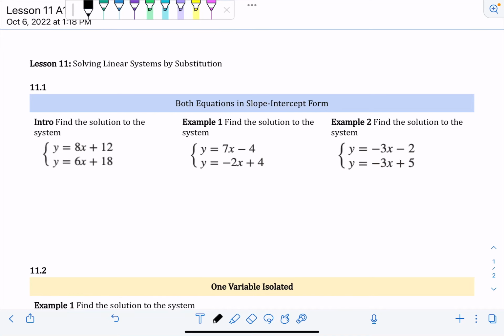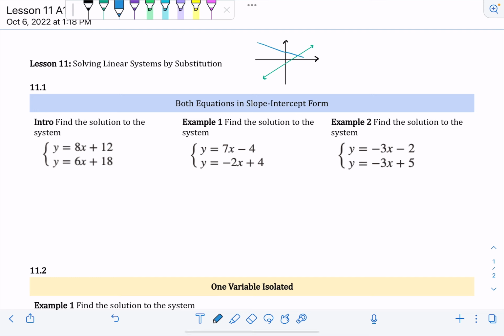Lesson 11 is solving linear systems by substitution, and we've learned a little bit about linear systems before. We've solved them by graphing, so just as a quick review, when you solve linear systems by graphing, say you have an x and a y-axis, and then a linear system is two or more equations put together. So on a graph, they end up being two or more lines on that same graph.